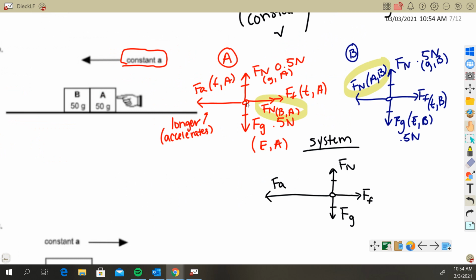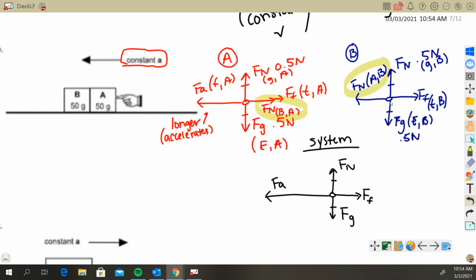We've got block A. We have a force of gravity down, which is 0.5 newtons, dealt by Earth, felt by A. Equal to that, we have an upward force of normal of 0.5 newtons, dealt by the ground, felt by A. Because the finger is putting a pressure on there, we have an applied force from the finger, felt by A. It's longer because it's accelerating. Because block A and block B are pushing on each other, we have a normal force, dealt by B, felt by A. And we have a force of friction going backwards, dealt by the table, felt by A.